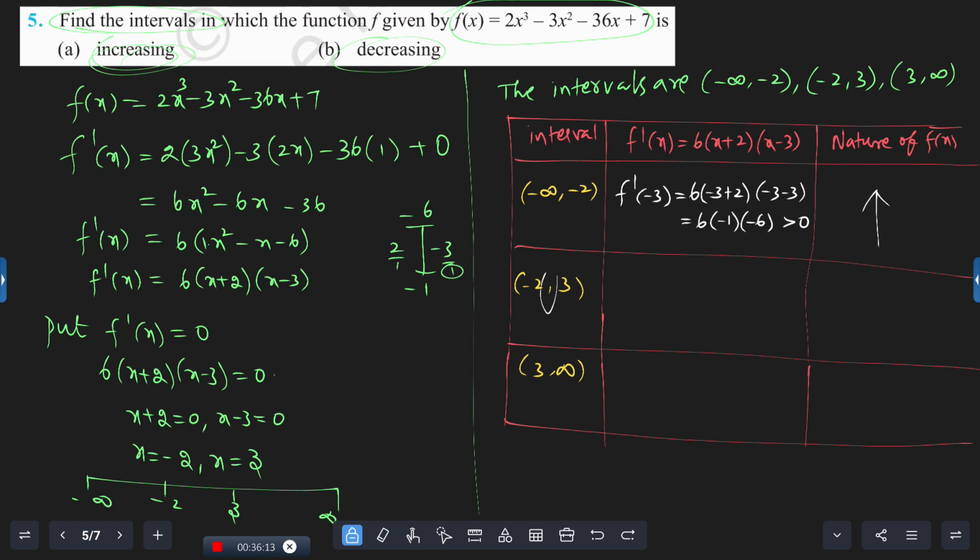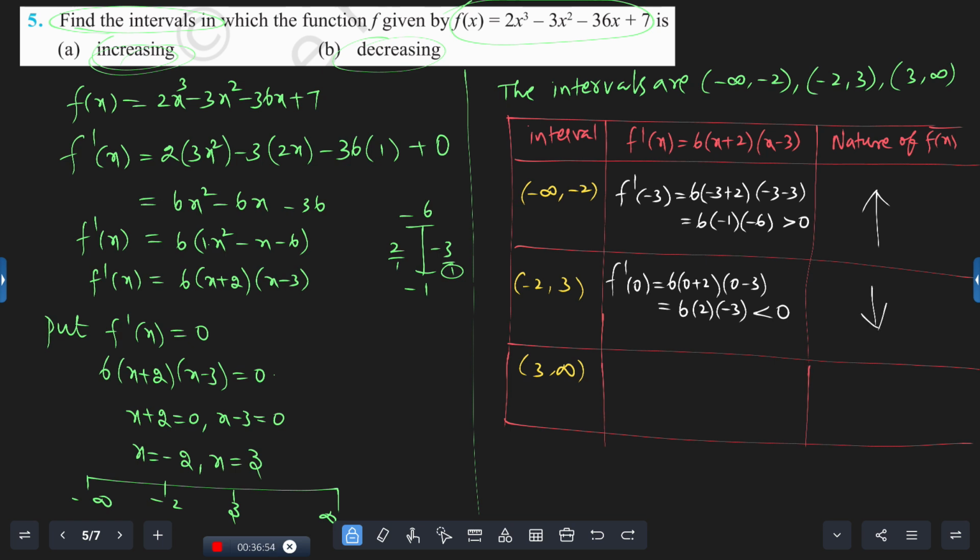Right. Here, between minus 2 and 3, what easy number can we take? 0 you can take. So in between I'm taking 0. F dash of 0 is 6 into 0 plus 2 and 0 minus 3, which is 6 into 2 into minus 3. There is one negative, so less than 0: plus into minus is less than 0. Two pluses and one minus is minus only. So less than 0, so decreasing. Have you understood?